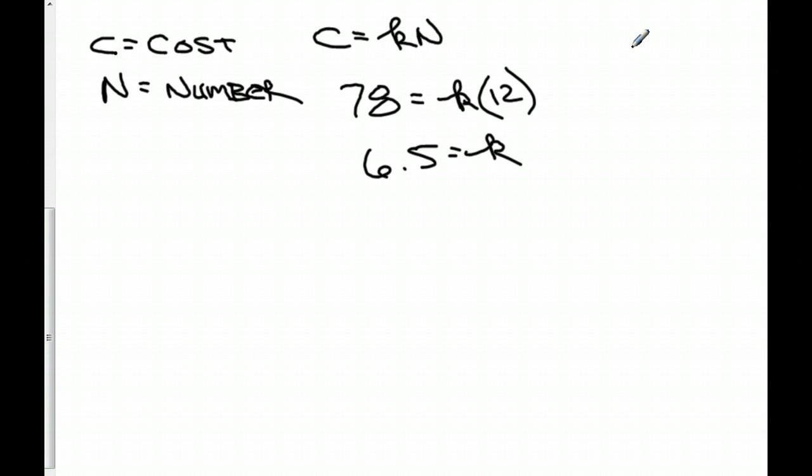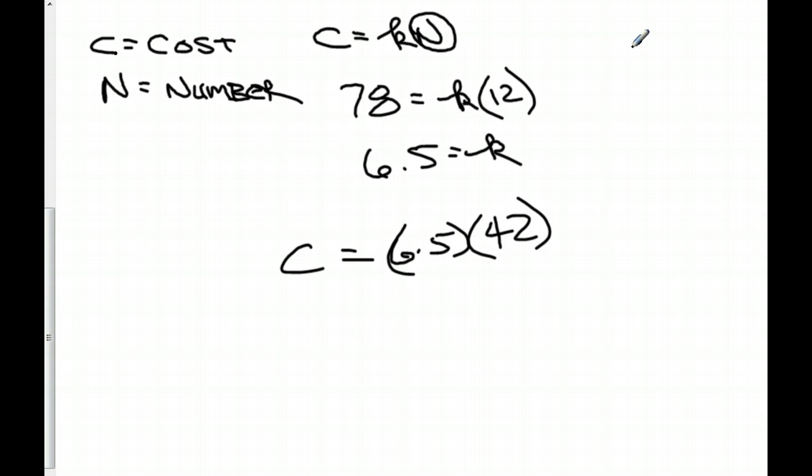So now that you have that K, we can look at how much 42 would cost. So now we're replacing our N with 42. We're putting 6.5 in for K, and for N we're putting 42 to find out how much it's going to cost for that many. And when you put 42 in there, you end up with $273. So, if it costs $78 for 12, it's going to cost $273 for 42.